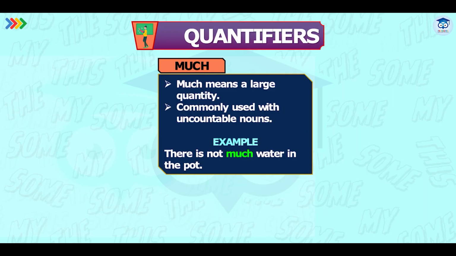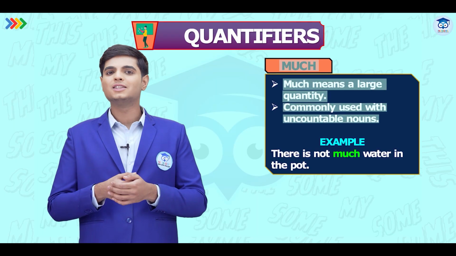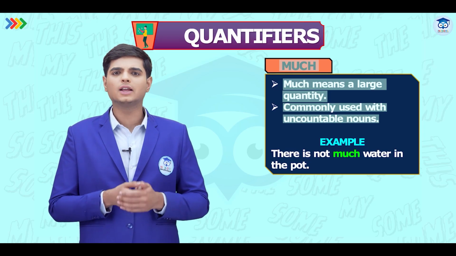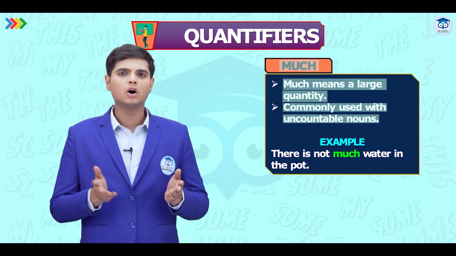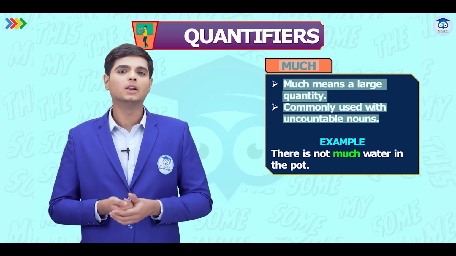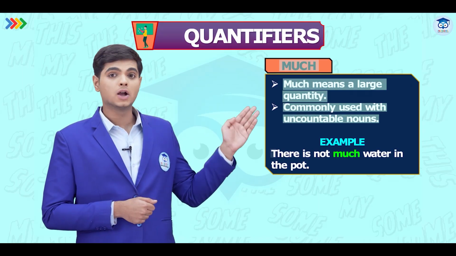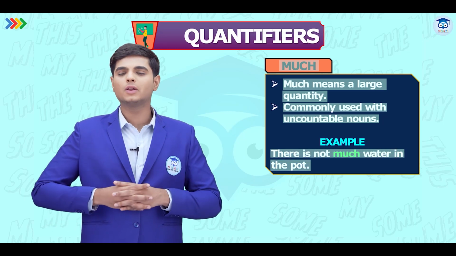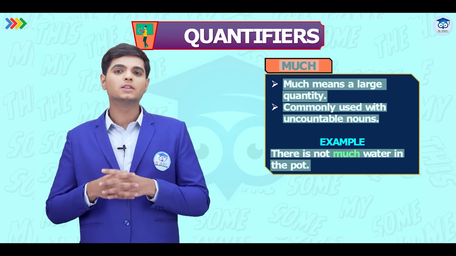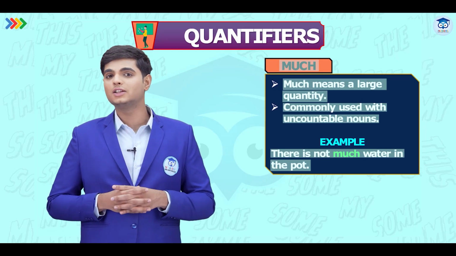Let's begin this section with the quantifier much. It is used to describe a large quantity but is commonly used with uncountable nouns. This means we use much with nouns that cannot be counted individually, like water, sugar, or milk. For example, in the sentence, there is not much water in the pot. The word much quantifies the uncountable noun water. It gives us an idea of how limited the quantity is.